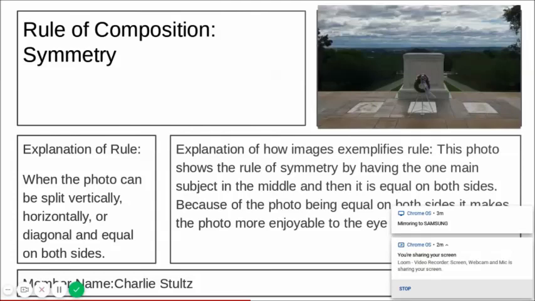My rule of composition is symmetry. Symmetry is when you take a photo that can be split vertically, horizontally, or diagonally and is equal on both sides. This photo shows the rule of symmetry by having one main subject in the middle, and then it is equal on both sides. Because of the photo being equal on both sides, it makes the photo more enjoyable to the eye.